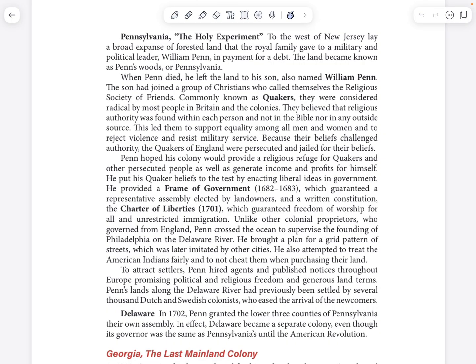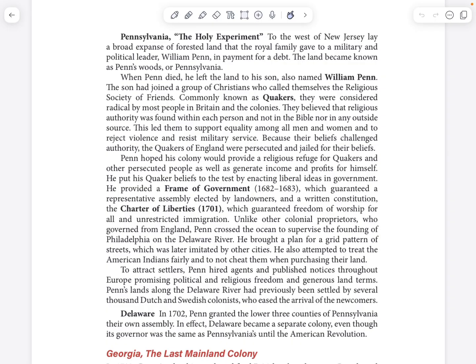and profit for himself. He put his Quaker beliefs to the test by enacting liberal ideas in government. He provided a frame of government, 1682 to 1683, which guaranteed a representative assembly elected by landowners and a written constitution, the Charter of Liberties, 1701, which guaranteed freedom of worship for all and unrestricted immigration.